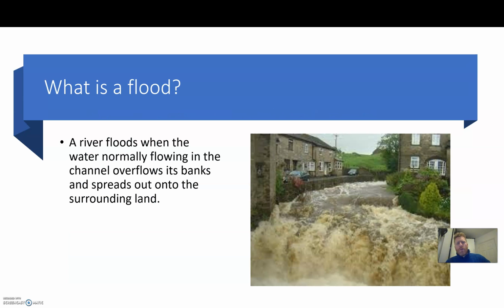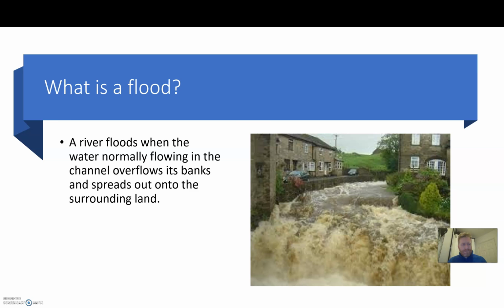It's always good to start with what a flood actually is. A flood, or a river flood, we're bothered about river floods at the moment, not looking at coastal flooding. A river floods when the water normally flowing in the channel overflows its banks and spreads out into the surrounding land. So a definition of a river flood is basically when a river overflows its banks. Simple as that. And I love this picture of a real violent river, clearly overflowing its banks here at the front.